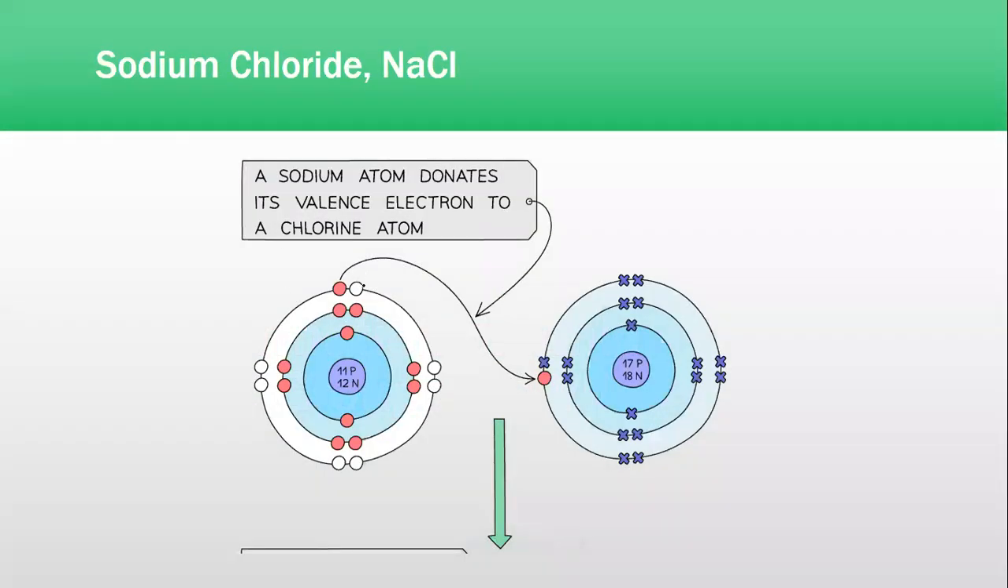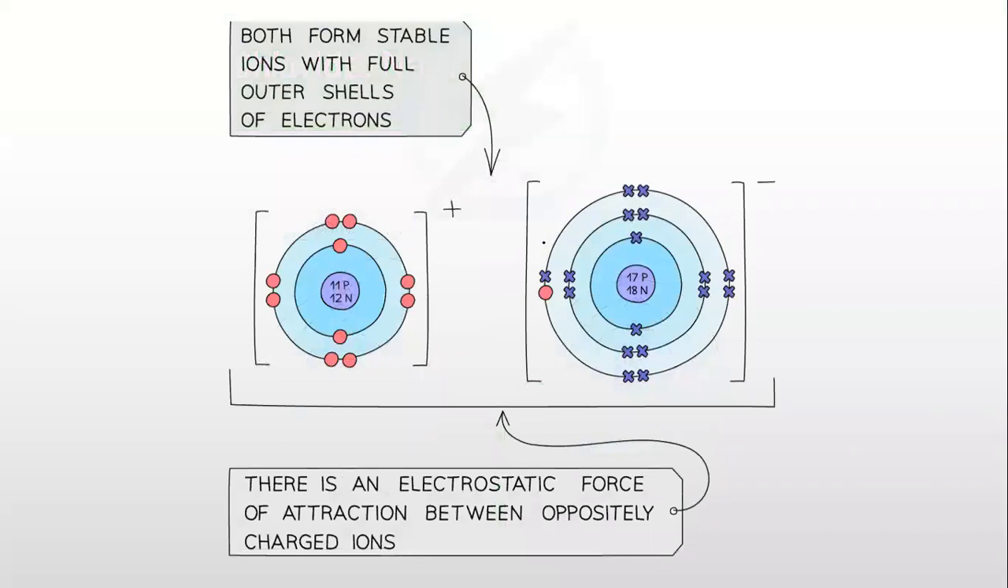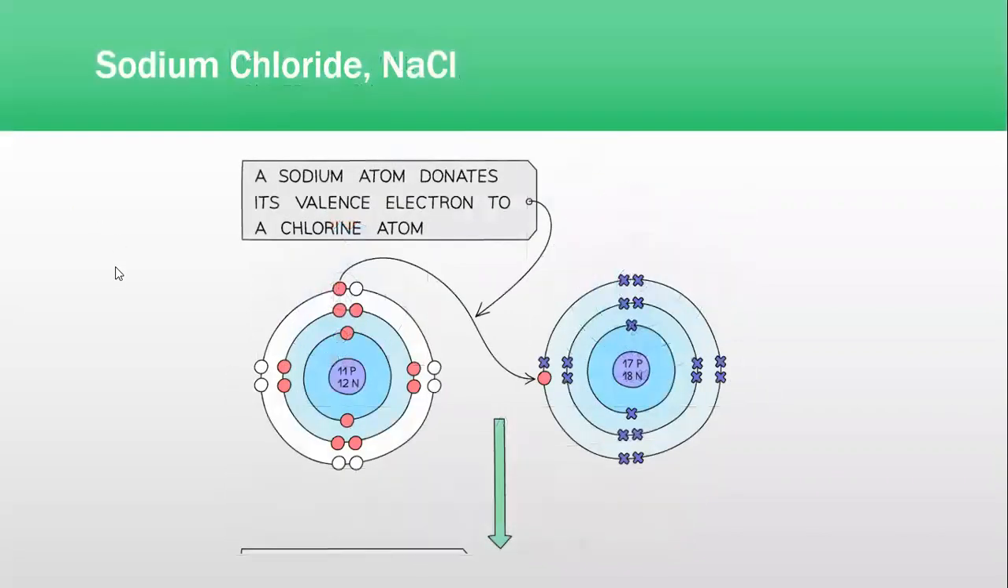In sodium chloride, as I just told you, a sodium atom donates its valence electron to a chlorine atom. And this is how it forms an ionic bond. How are you going to show it? You have to show the new electronic configuration. First, the electronic configuration of sodium was 2, 8, 1 because it has an atomic number of 11.